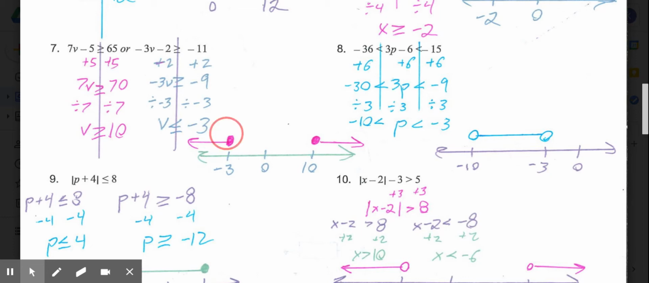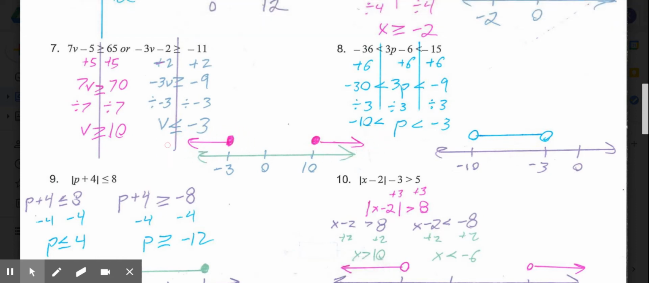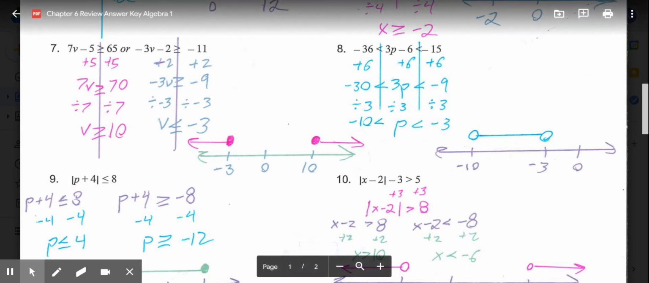So we'd have filled in circles at -3 and 10. Greater than 10 would be to the right for our arrow. Less than -3 would go to the left. So our arrows go away from each other.